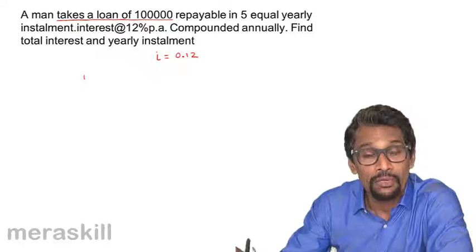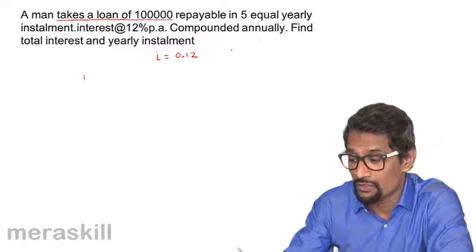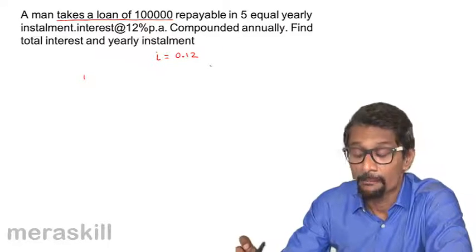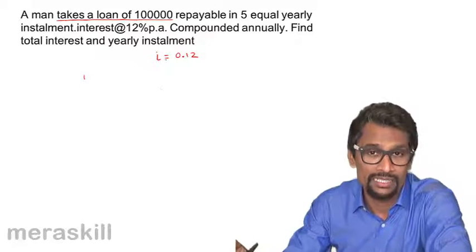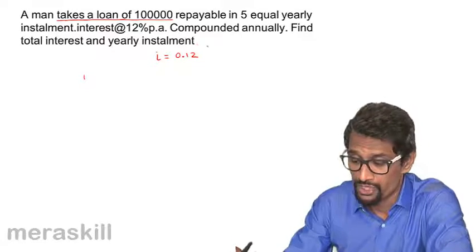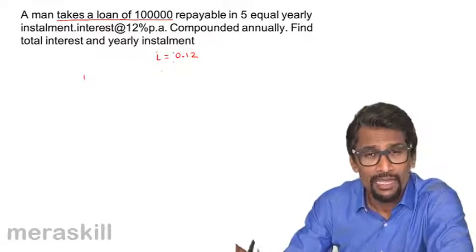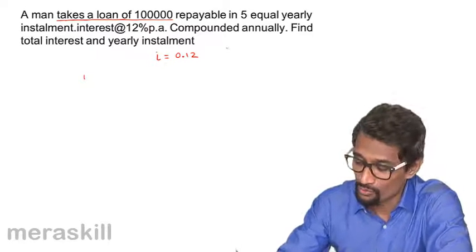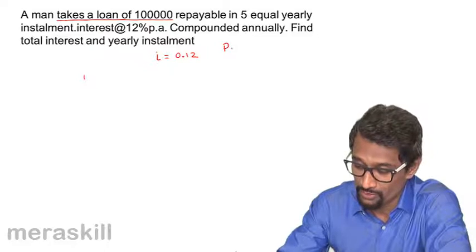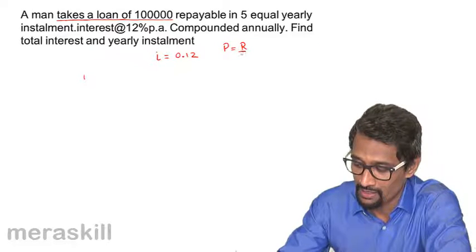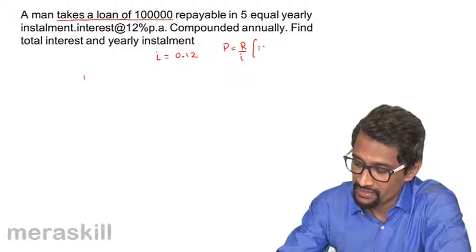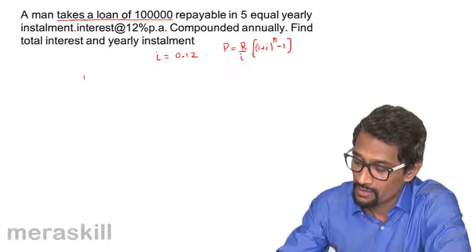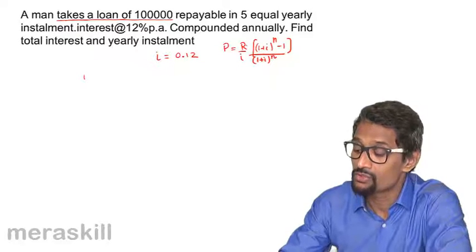So from today, for the next 5 years, he is paying the installment. How should he be paying? At the end of every year. So the current value is 100,000, so we are going to use the present value formula. It's going to be R upon I into (1 plus I raised to n minus 1) upon (1 plus I raised to n). So we need to find out R.